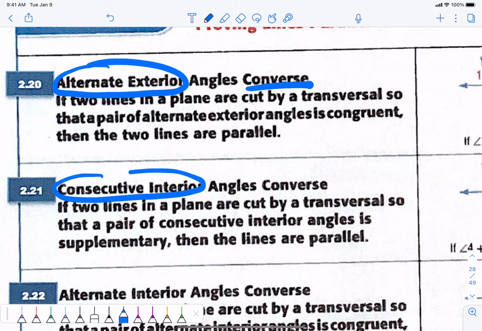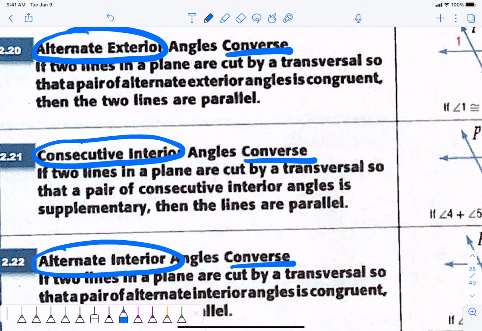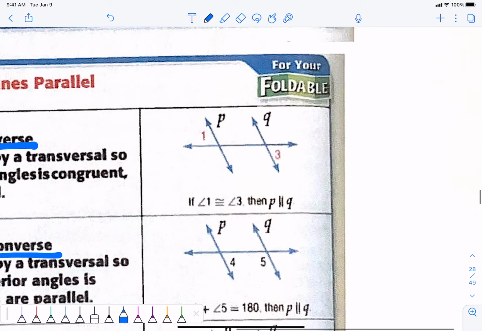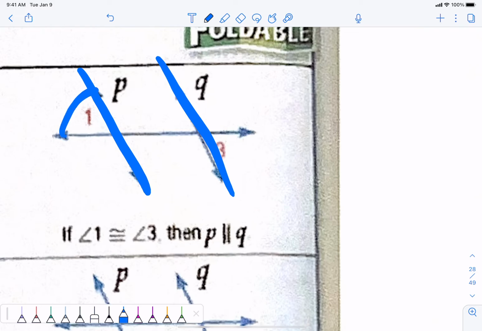This is the consecutive interior converse, the alternate interior converse. Those are three that we have that we're going to put on our sheet, but we're just going to write the converses on this. So here's what this says. We don't know that these two lines are parallel, but if angle 1 is the same as angle 3, let's say they are both 70 degrees, does that make those two lines parallel?